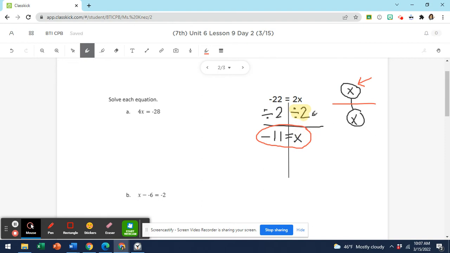Now, notice that to solve this equation, I did the same exact operation on both sides. And I drew this line right underneath the equal sign to remind myself that I have two sides to this equal sign, it's balanced, and that I need to do the same thing on the right as what I'm doing on the left.